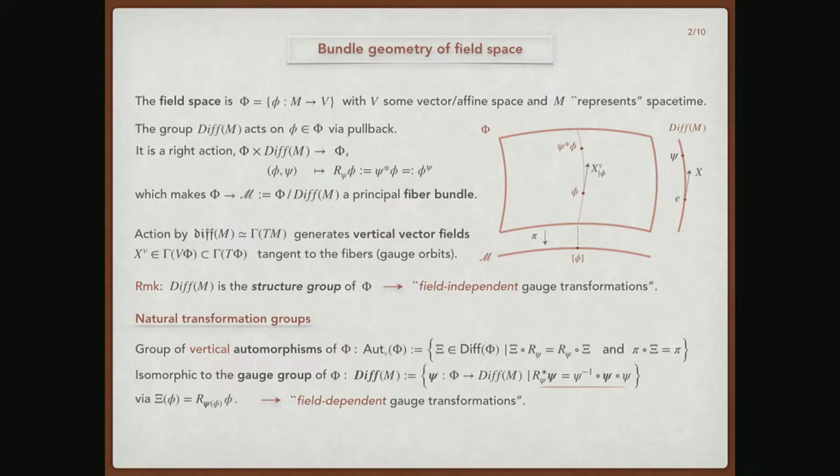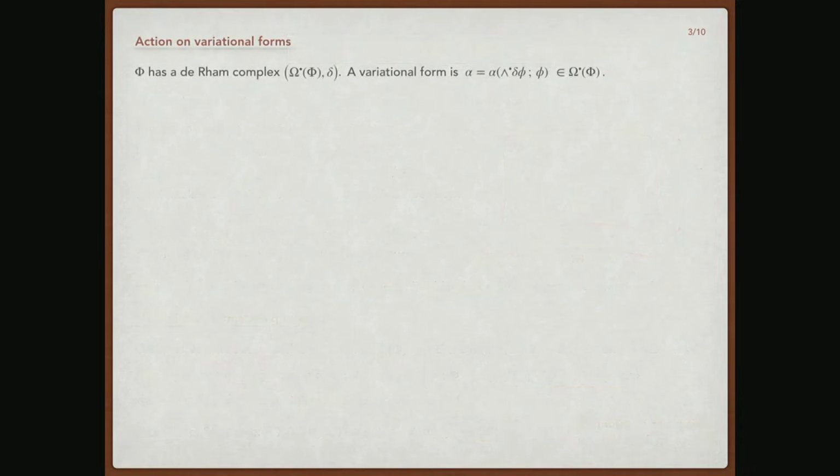The key point is the conceptual difference between the structure group, field-independent diffeos, and the gauge group, which is the field-dependent one, which induces vertical automorphisms of the bundle. So again, we have a short exact sequence, but again, that's a technicality. It's not very important. So I move on. So as a manifold, the field space has a de Rham complex, meaning that it has a space of forms, and a de Rham derivative, which I will write as a delta, like the variational derivative, right? When we do a variational problem. So this delta is the analog of the d, the de Rham derivative, in infinite dimensional space, right?